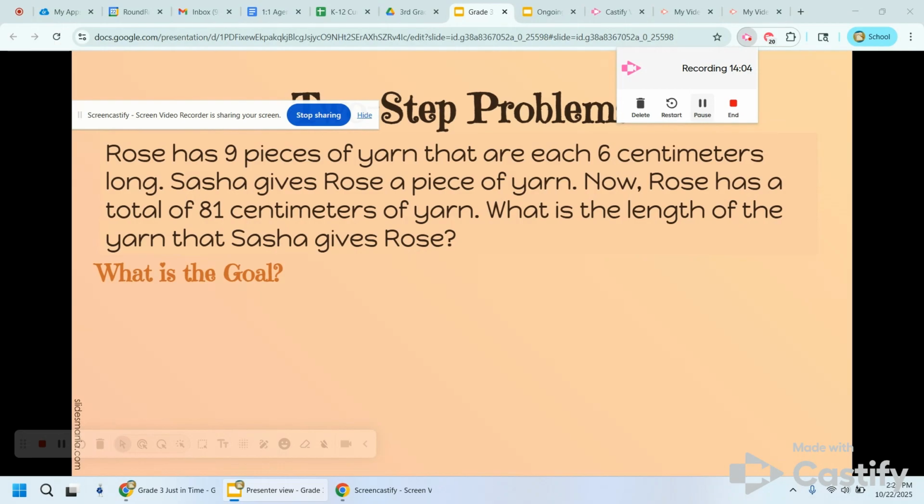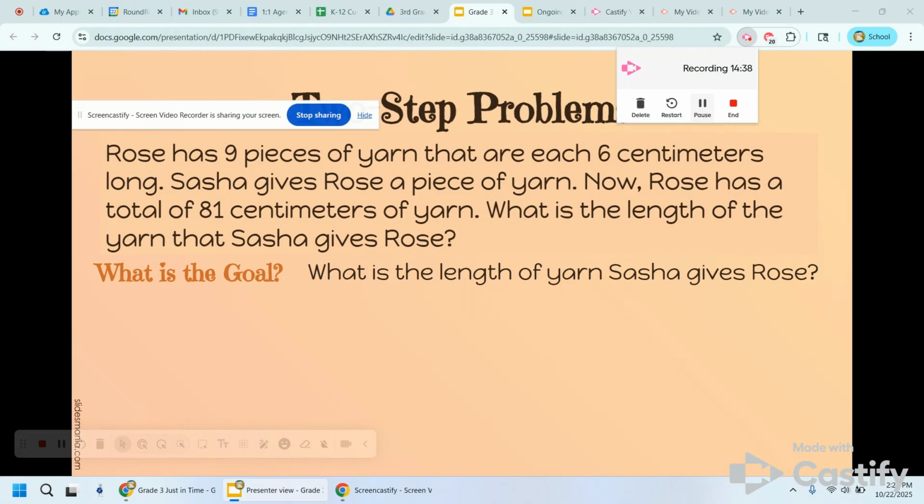So we start with, what's the goal? What am I trying to find? I'm trying to find the length of yarn Sasha gives Rose. So then I kind of back out and I think about the problem. I'm starting with 9 pieces of yarn that are 6 centimeters long each. So I have 9 pieces of yarn in my hand. They're each 6 centimeters long. Sasha comes and gives me another piece of yarn. So that amount is changing. It's getting bigger. She gives me another piece of yarn. And at the end of the problem, I have a total of 81 centimeters of yarn.